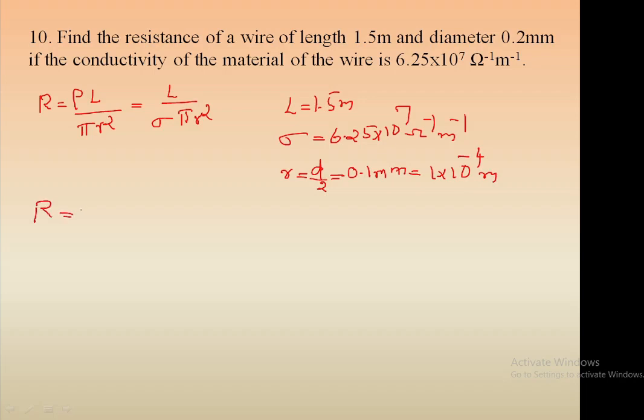Therefore, R is equal to length 1.5 divided by pi 3.14, radius (10^-4) whole square, and the value of sigma, that is 6.25 × 10^7. So you can complete the calculation. After the calculation, you will get the value of resistance is equal to 0.762 ohm.